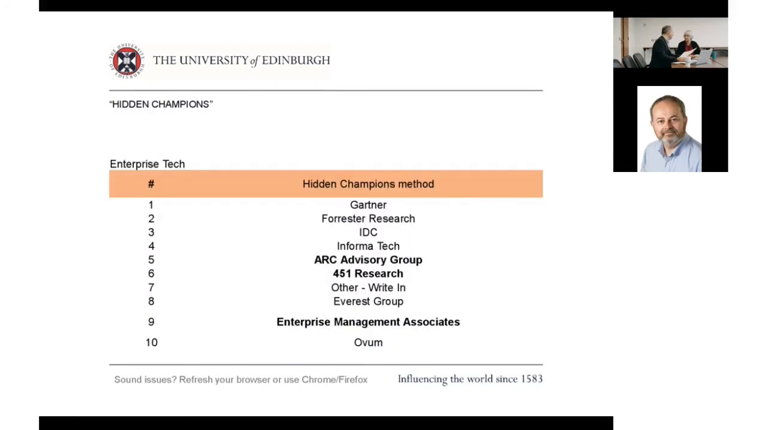So here's that Hidden Champions list for enterprise technology. Our friends at ARC Advisory are there. 451. Punching above their weight. Okay, so this means fewer, maybe not a huge number of users, but those who are using it very deeply. And then Enterprise Management Associates.